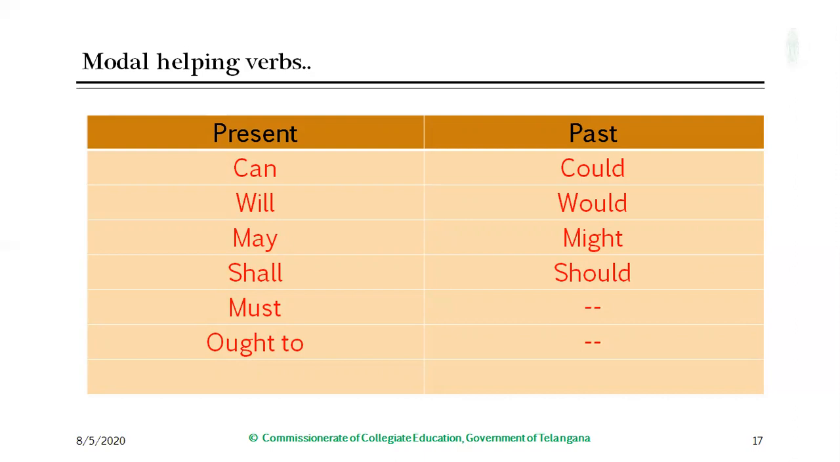Can you sing a song for me? Sing is a main verb, but here can is the modal helping verb. Could you sing for me? Here the past tense of could is used. Would you mind opening the door, please?